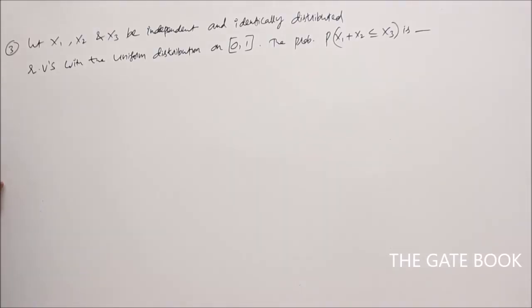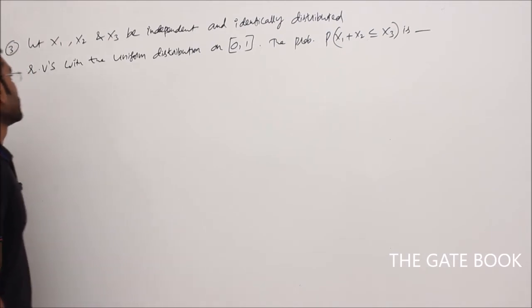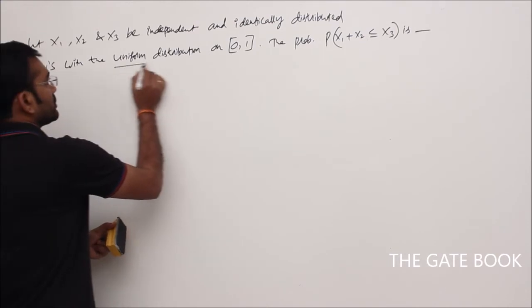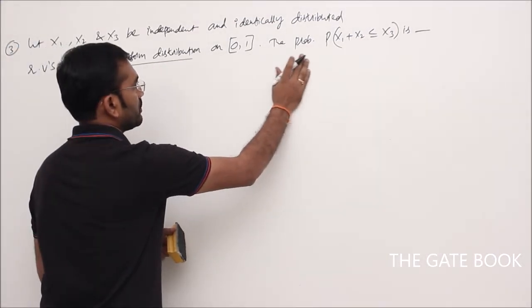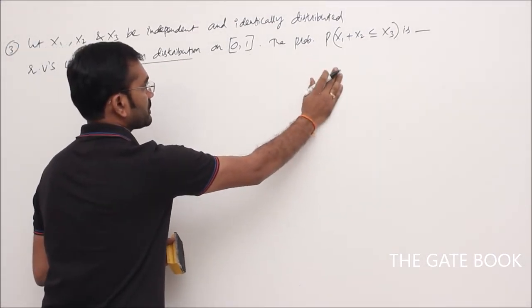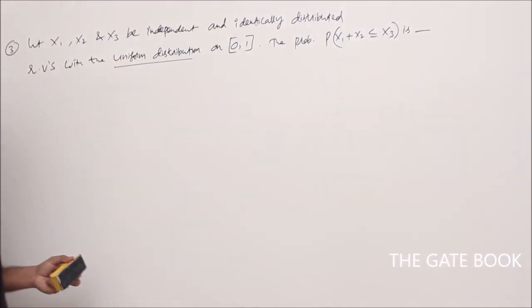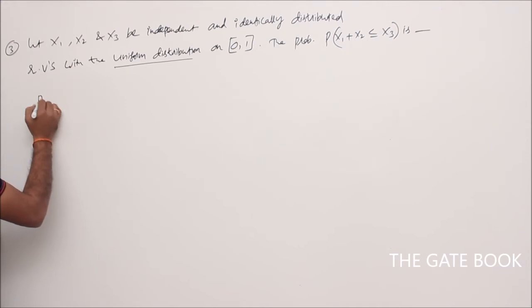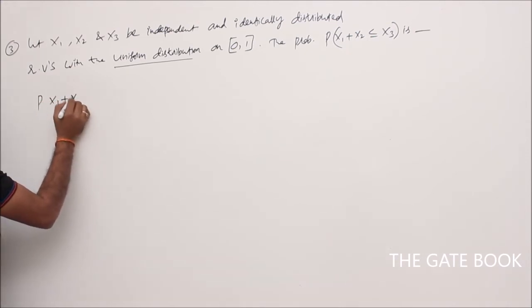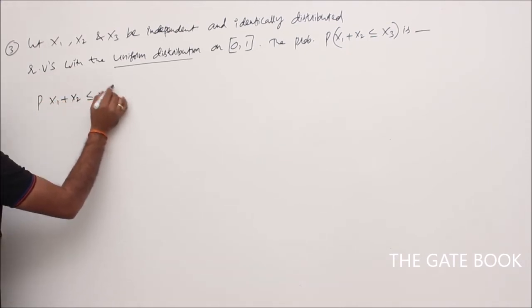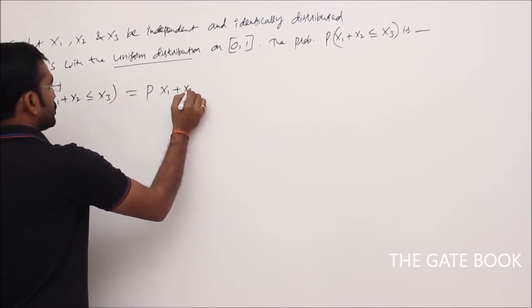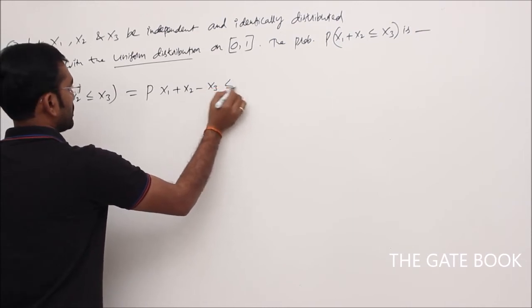Next problem on uniform distribution. Let x1, x2, x3 be independent and identically distributed random variables with the uniform distribution on 0, 1. The probability of P of x1 plus x2 less than or equal to x3 is... Applying the uniform distribution here, let's find P of x1 plus x2 less than or equal to x3. You can write this as P of x1 plus x2 minus x3 less than or equal to 0.